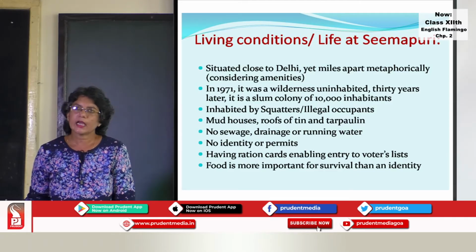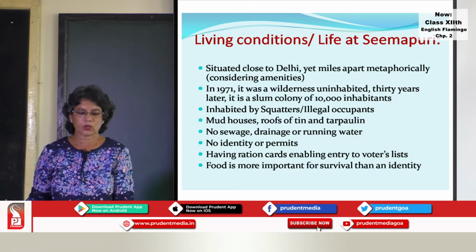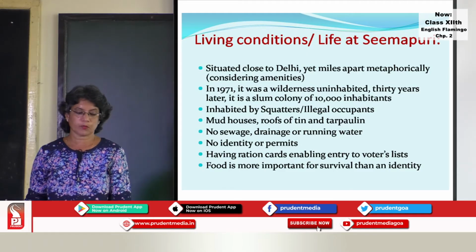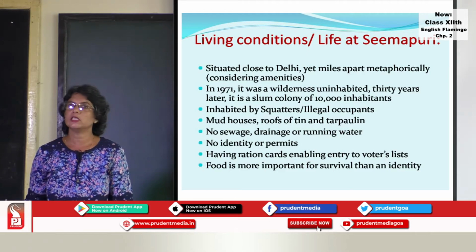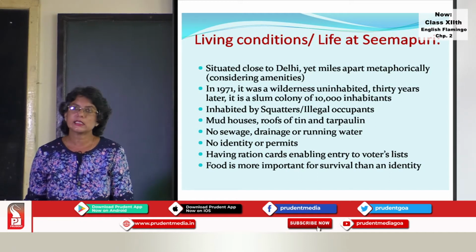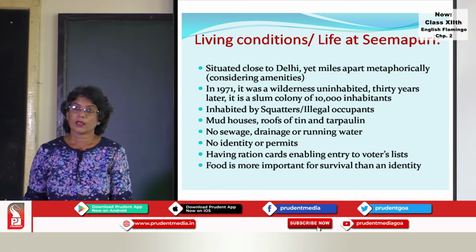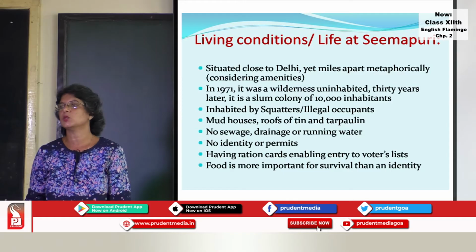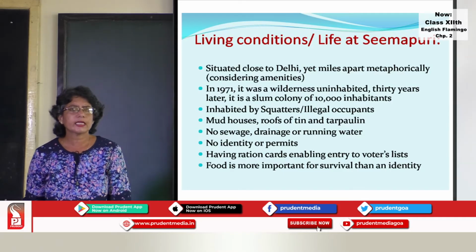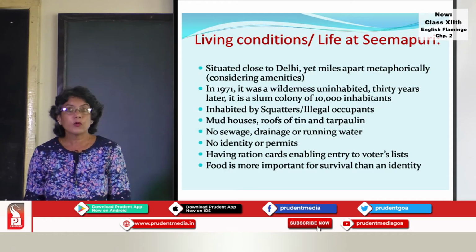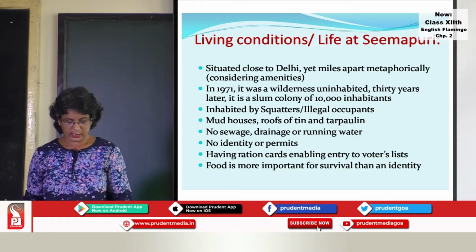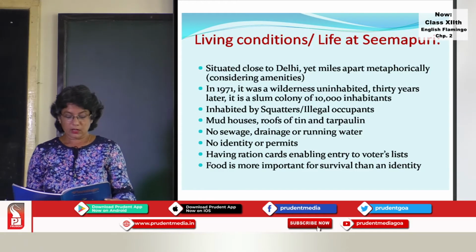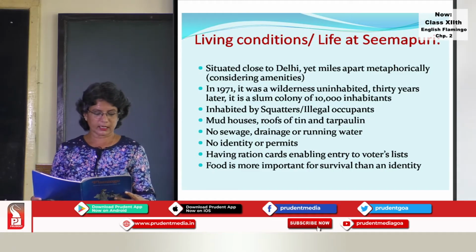It is a place inhabited by squatters or illegal occupants. Their houses are made of mud with roofs of tin and tarpaulin. No sewage, drainage or running water. No identity or permits. But having ration cards which enable entry into voters' lists. The writer is making a very strong statement over here. Food is more important for survival than an identity. And survival in Seemapuri means rag picking.